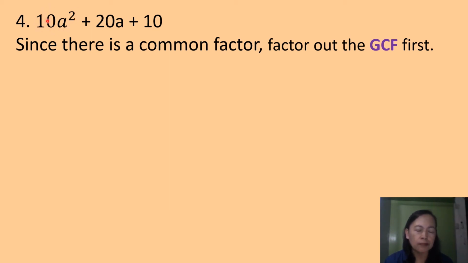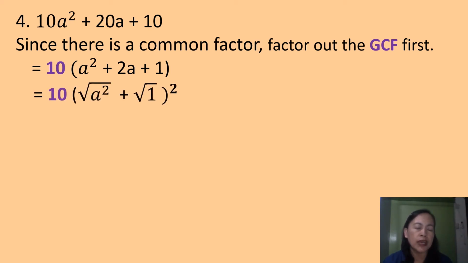Okay, ganito yan. If ever you see that the first and the last terms are not perfect squares, check if they have a greatest common factor for all the 3 terms. And in here, there is. Since there is a common factor, you factor out the GCF first. What is the GCF? You're right, that is 10. So, divide each of the terms of the trinomial by 10 to get the polynomial factors inside the quantity symbol.